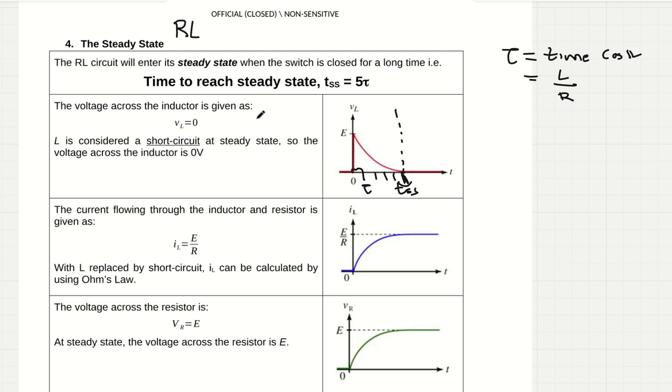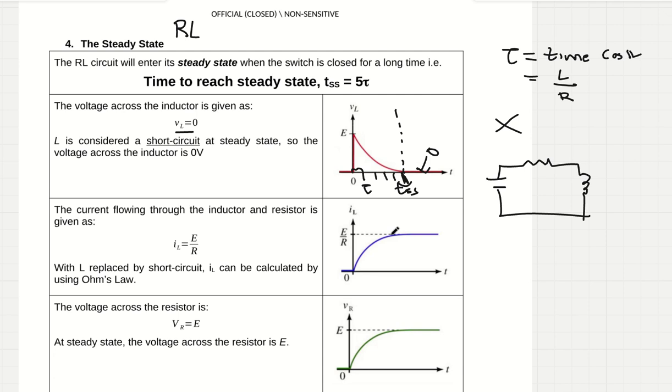Now, what are the current and voltage conditions at steady state? To find the value of current and voltage at steady state, we do not need to use any of the equations. It's very simple. The values are here. For voltage across the inductor at steady state, it's 0. You can see from the curve, at steady state the voltage becomes 0.